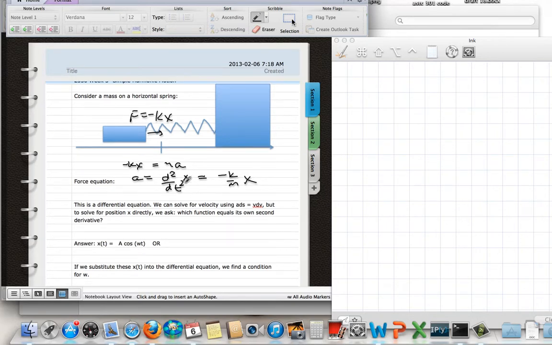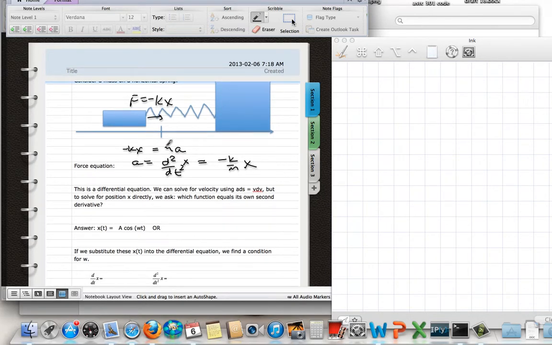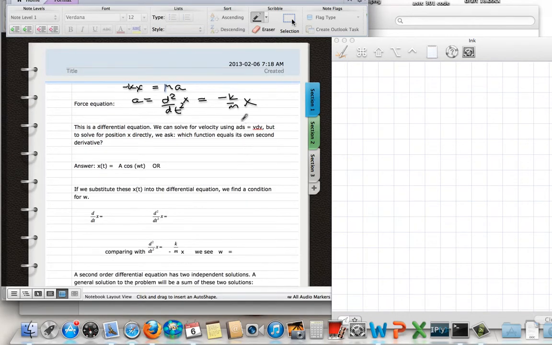Now, we can just take this position-dependent acceleration and integrate it using our integrating factor and then solve for the velocity. But to solve for the position directly, we need to know this function x. You take its second derivative, it equals itself times a constant. Well, that, of course, could be a cosine or a sine function. Let's work with the cosine function and show that that works.